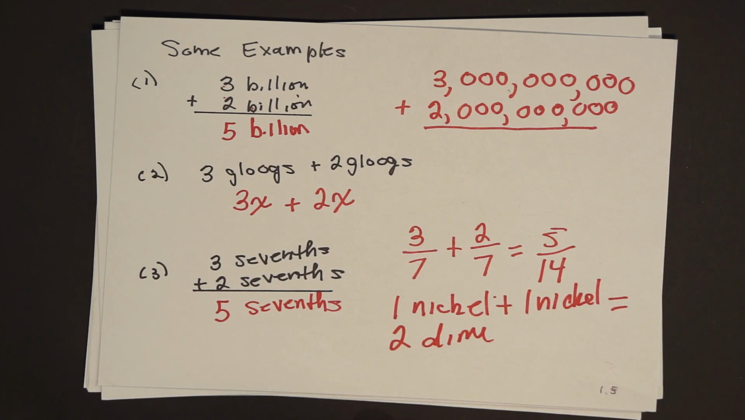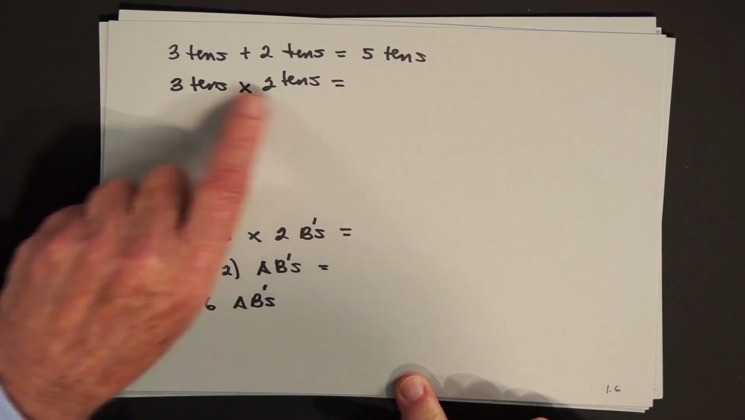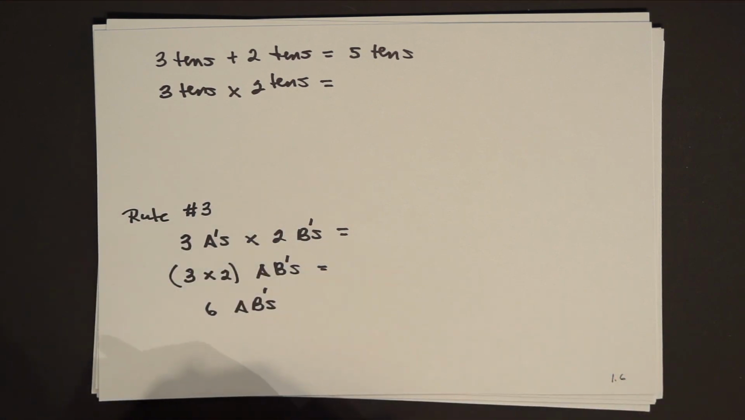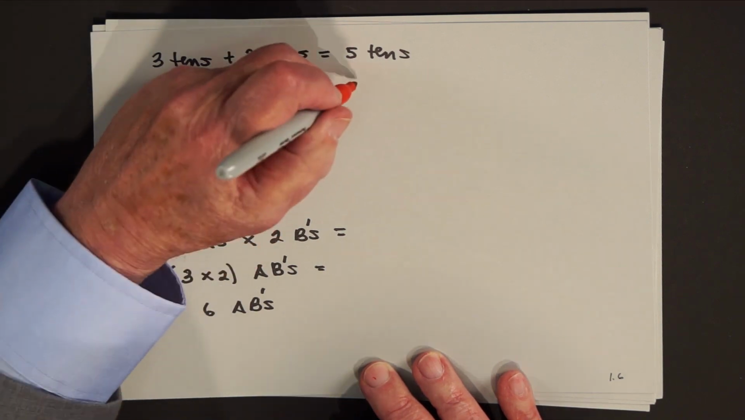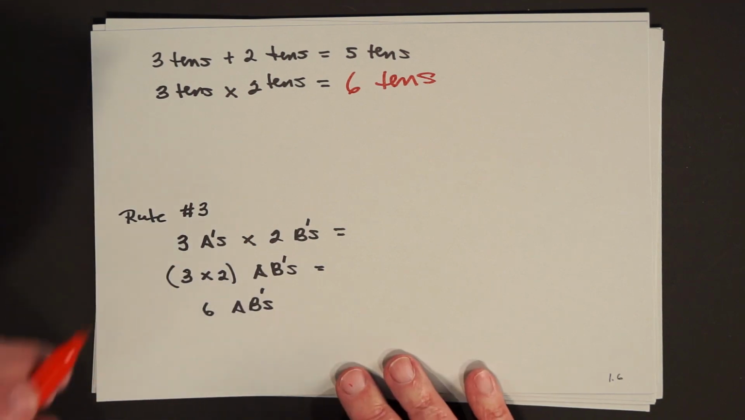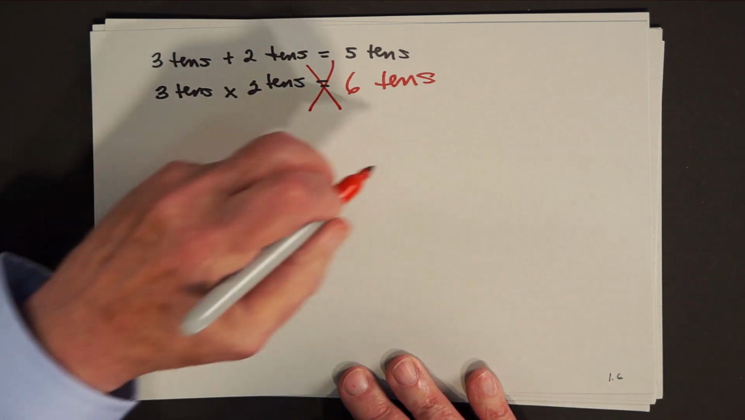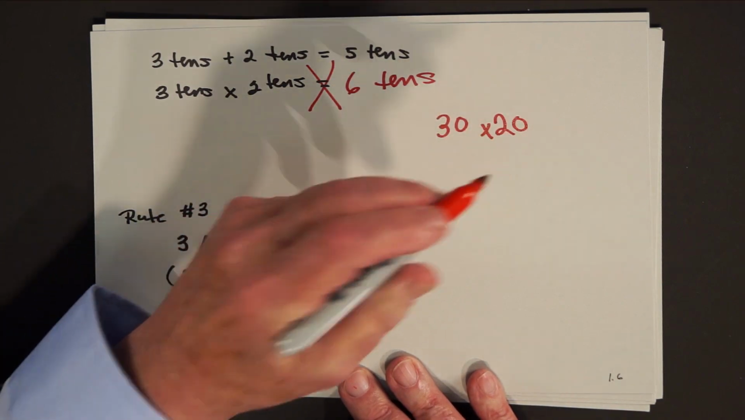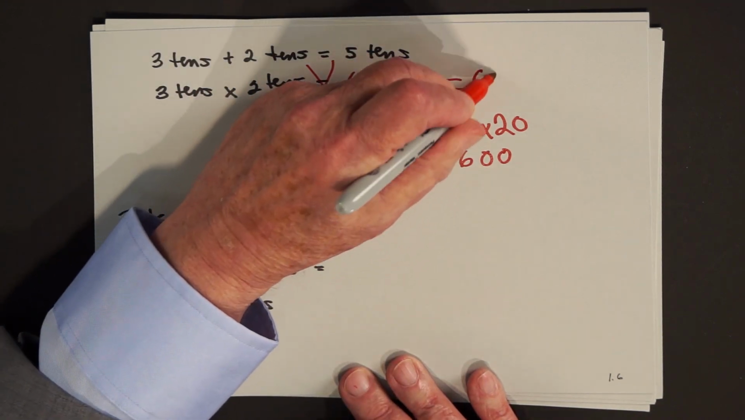And now we come to the third and final rule that we need. We all know that 3 tens plus 2 tens is 5 tens. Ask a student, how much is 3 tens times 2 tens? And there's a very good chance that what they'll say is, oh, the 3 times 2 is 6. And they'll say 6 tens. Well, the funny part is that's wrong. Why? How do we know it's wrong? Well, 3 tens is 30, and 2 tens is 20. And when you multiply 30 times 20, you get 600, not 60.